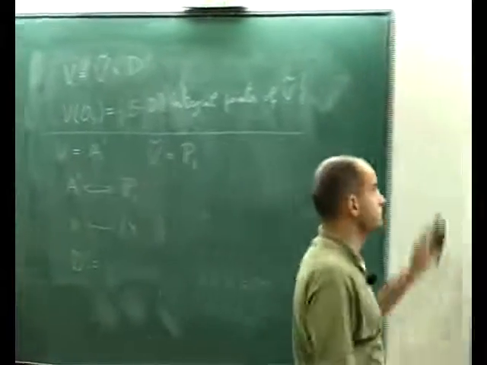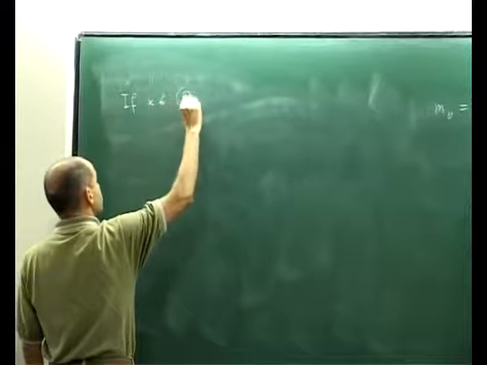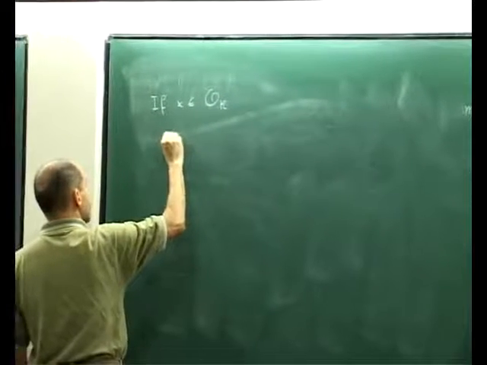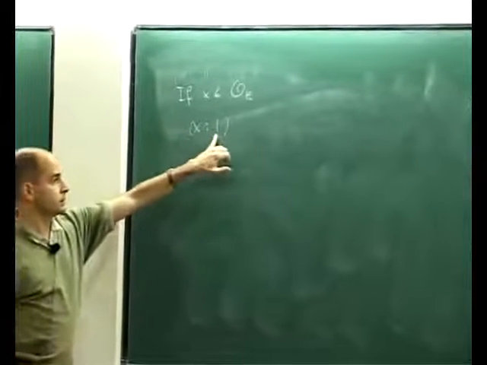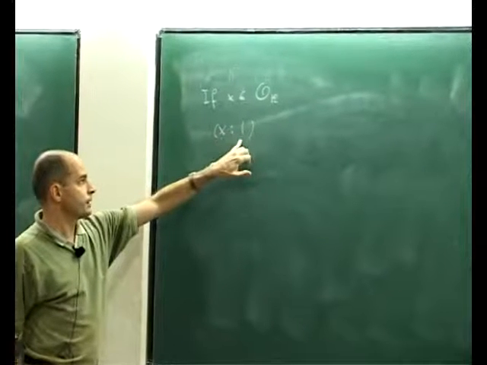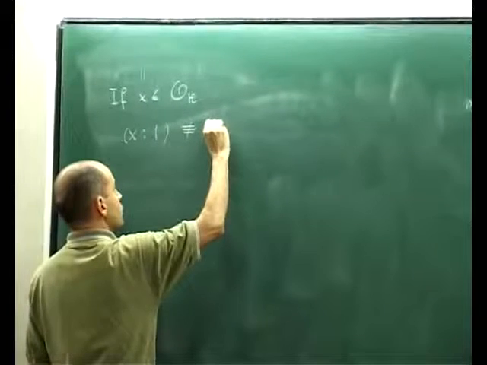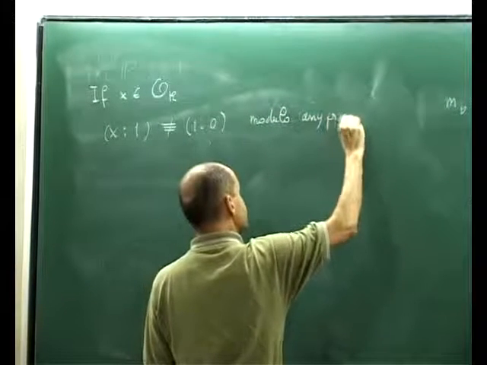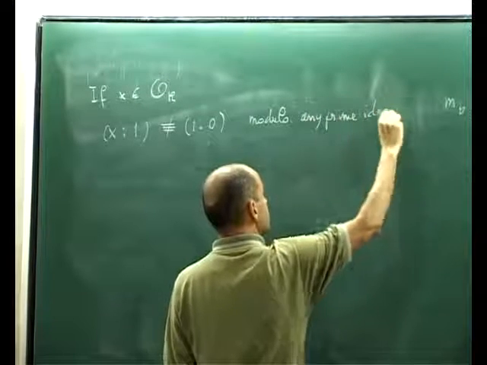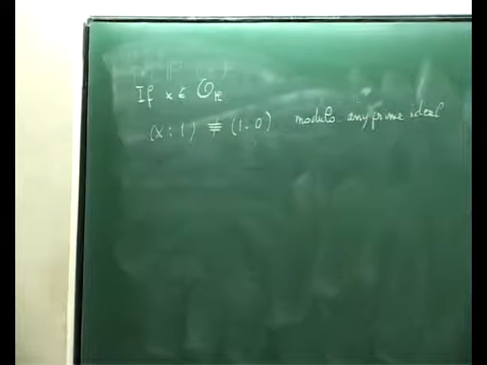Now, if the point x is an integer, then (x, 1) is a projective point which is never congruent to (1, 0) modulo any prime. Any prime.